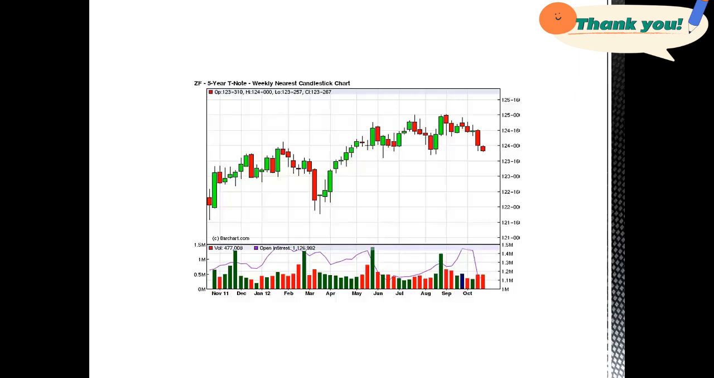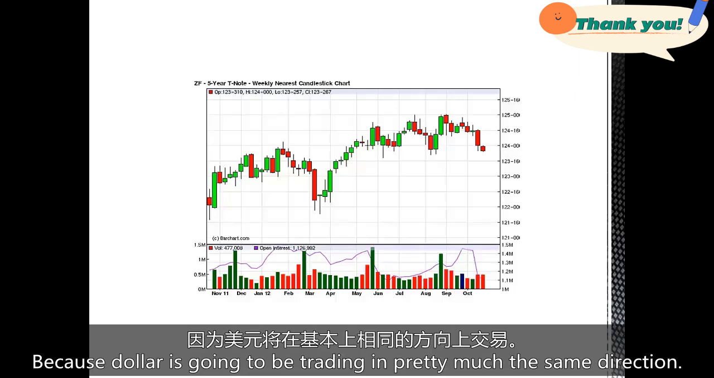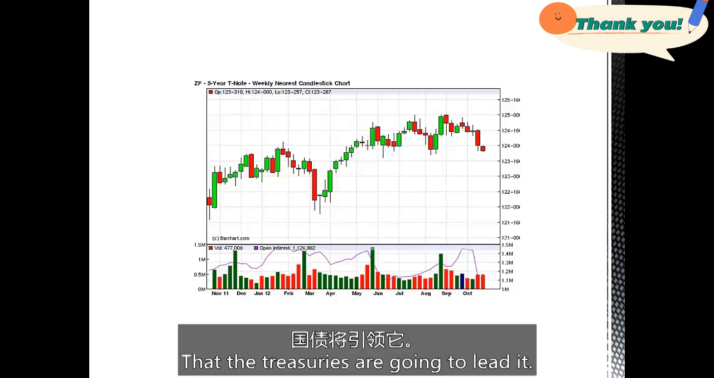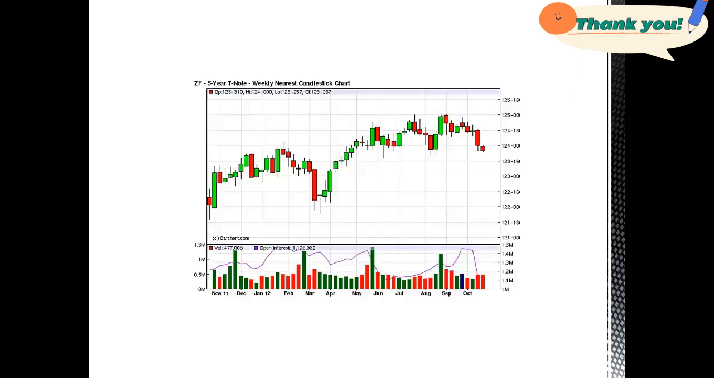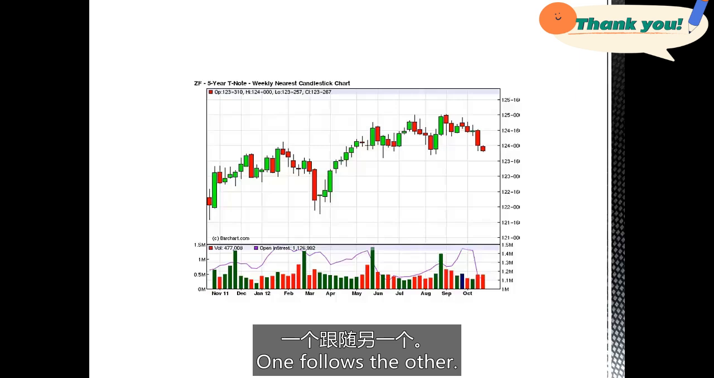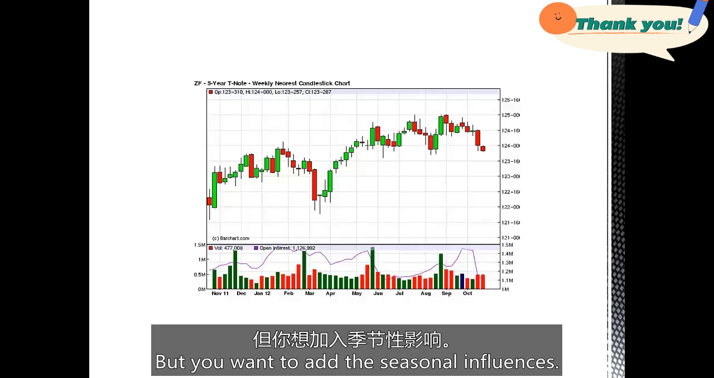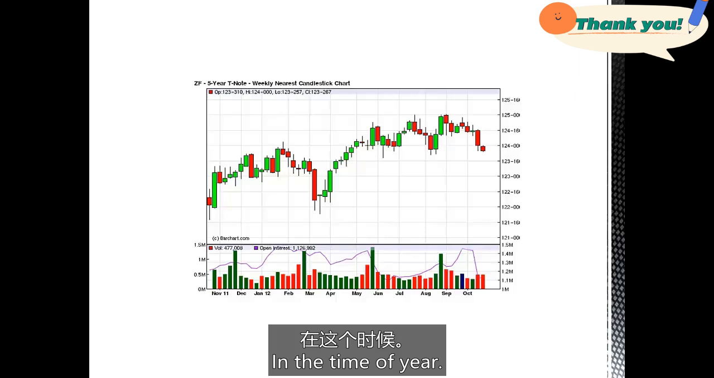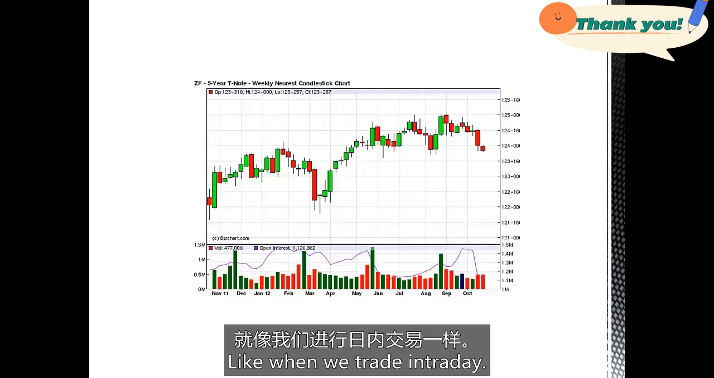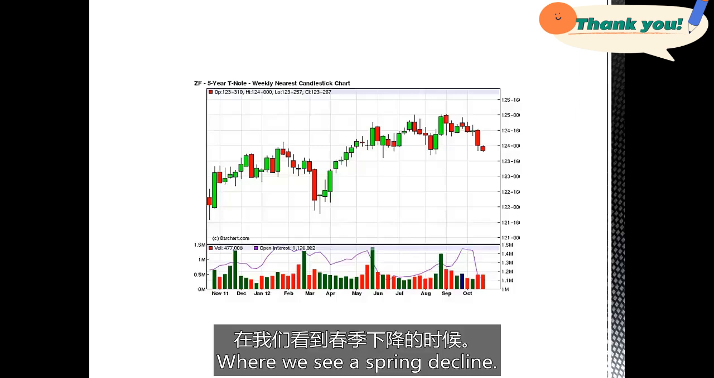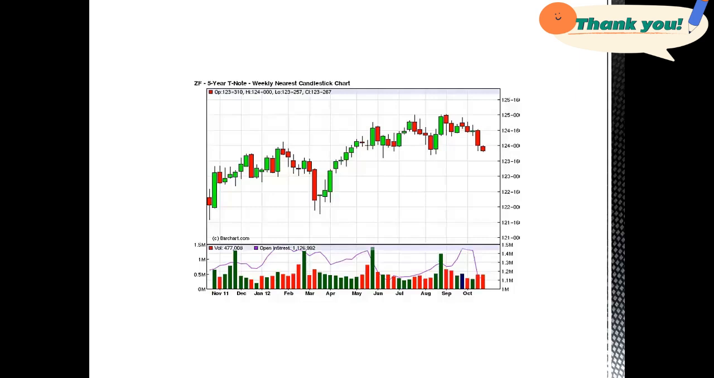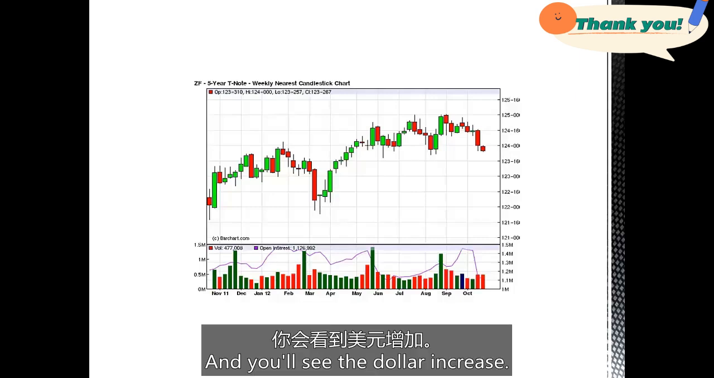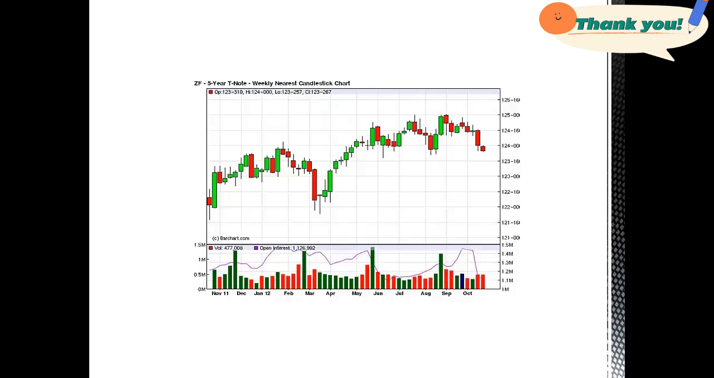So we see dollar up, because the dollar is going to be trading in pretty much the same direction that the treasuries are going to lead it. Many times the dollar will lead treasuries. It's vice versa, it's kind of like one follows the other. But you want to add the seasonal influences in the time of year, like when we trade intraday, we have time of day theory. We have time of year theory, where we see a spring decline or risk off scenario. And you'll see the dollar increase and bonds rally.